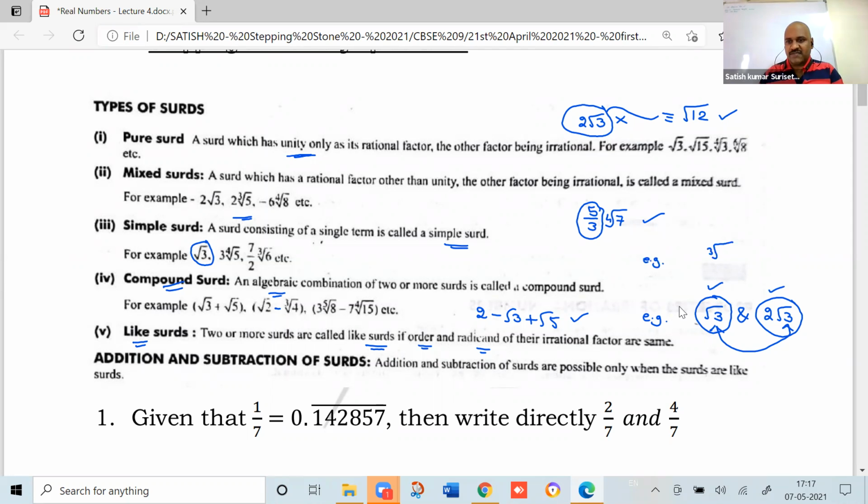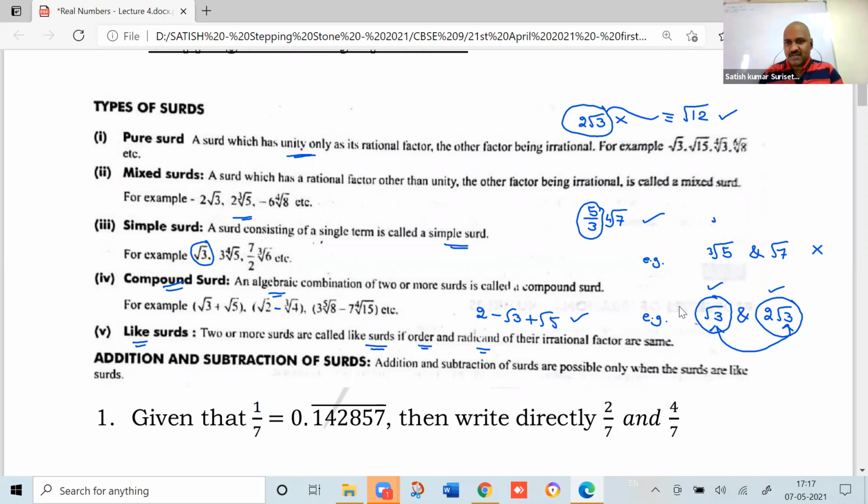Cube root of 5 and square root of 7. Are they like surds or not? No, sir. They are not like surds because the order itself is not the same. What is the order of this surd? First one? 3. Second one? 2. So they are not like surds.